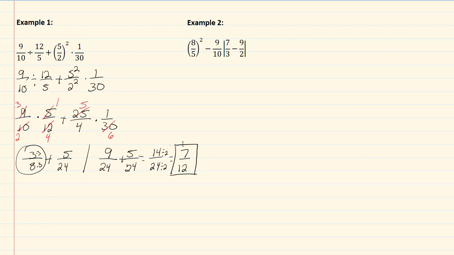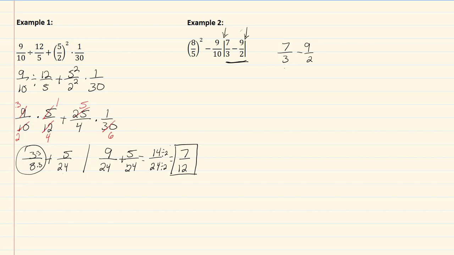In example 2, I have exponents. Right here, I have the absolute values, and remember that absolute value acts as parentheses. So that means that I need to do what's inside here first. I'm going to move that off to the side. So I have 7/3 minus 9/2, and then I'm going to put it back in because of all the work that's involved.